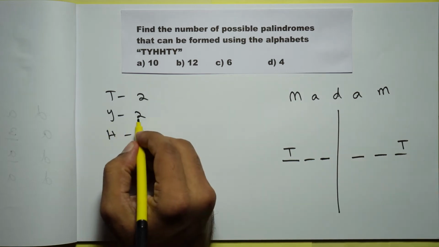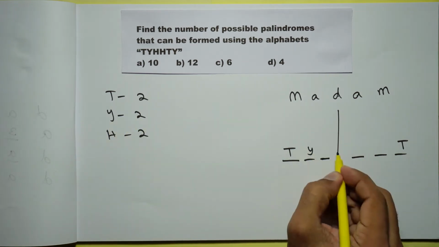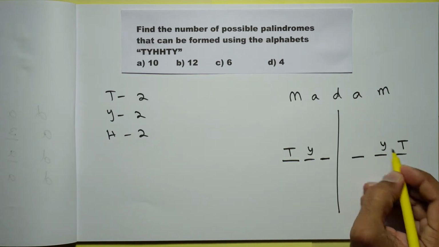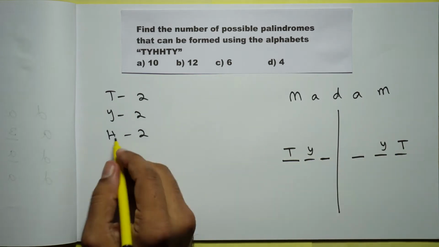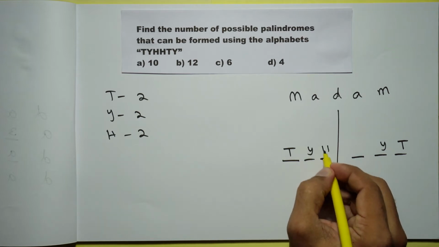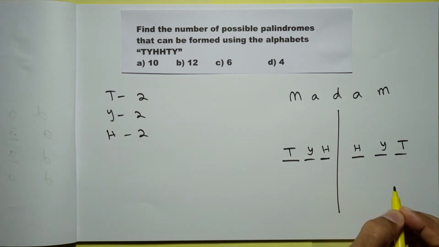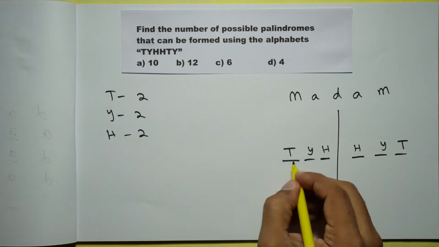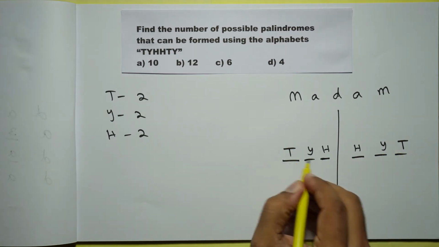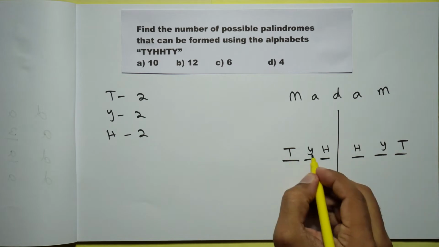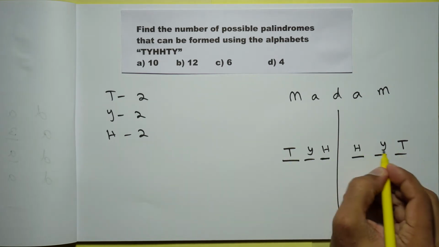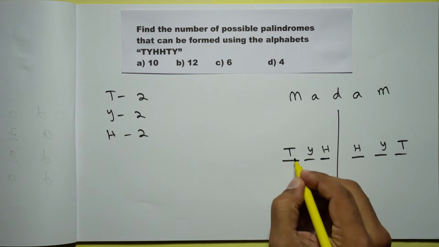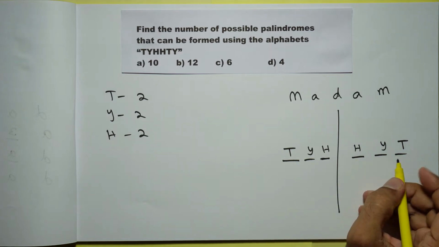Then 2 Y's are there. So one Y has to be on this side of the line and the other Y should be on the other side of the line. 2 H's are there. One H here and the other H on the other side of the line. So you can see that this is a palindrome. Whether you read from the left or from the right, the spelling will be the same. It is T-Y-H, H-Y-T. So you can see that this is a palindrome.